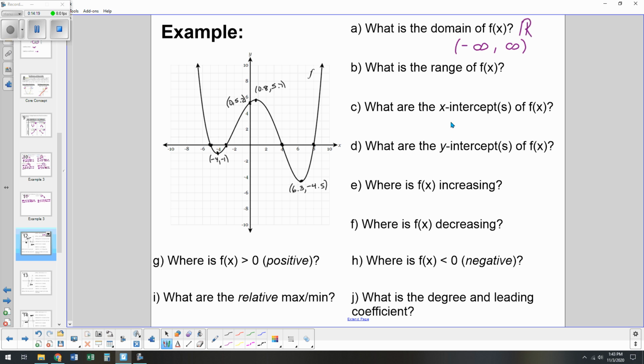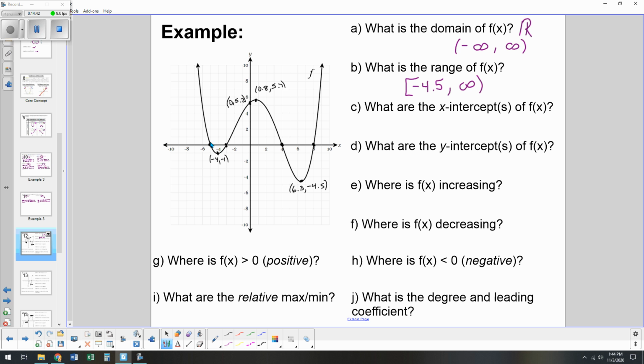The range, I am going to write in interval notation. The range this time is not all real numbers. The lowest part anywhere on the graph is here, the negative 4.5. So the bottom is negative 4.5, and then it goes all the way up to positive infinity. So that would be my range.